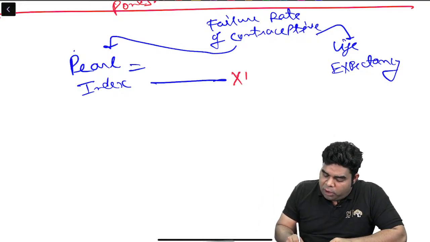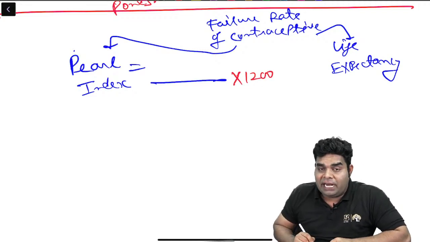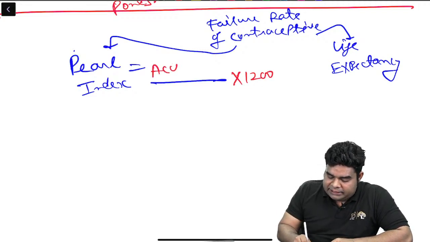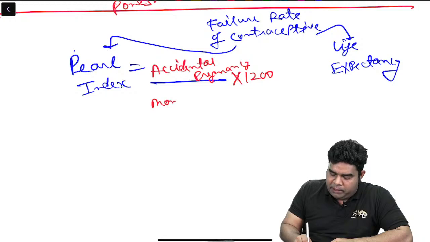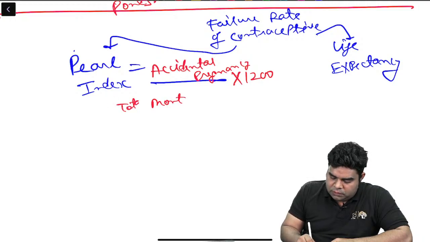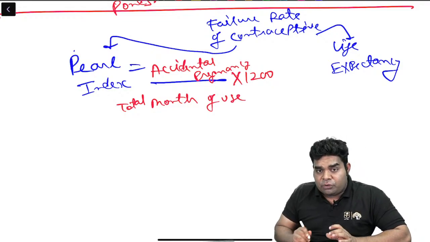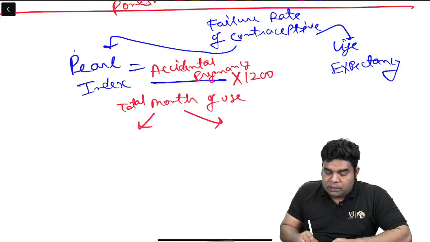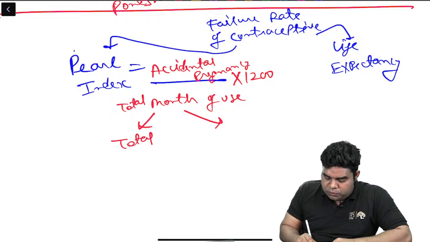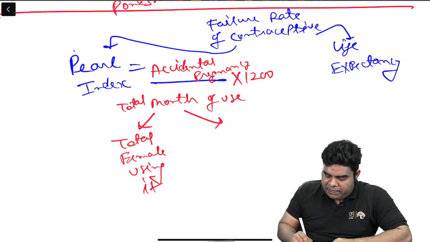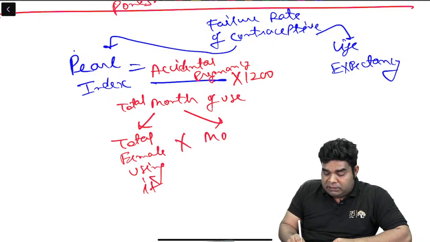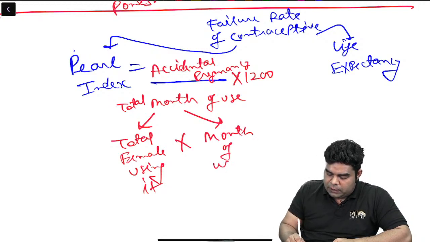The basic formula of Pearl index, if you look at Park, is how many accidental pregnancies there are divided by the total months of use. This is the formula written in Park. But actually this formula has two components. It has the total number of females who are using it, multiplied by how many months they use it, the months of use.